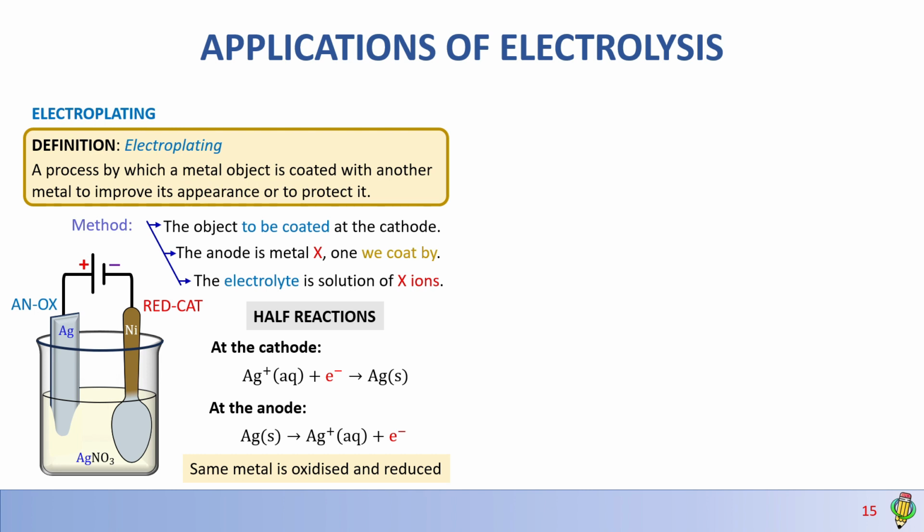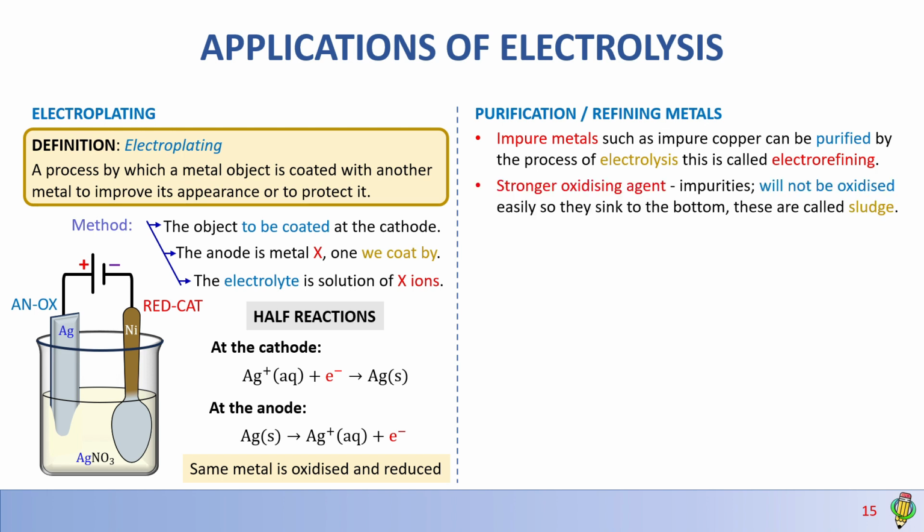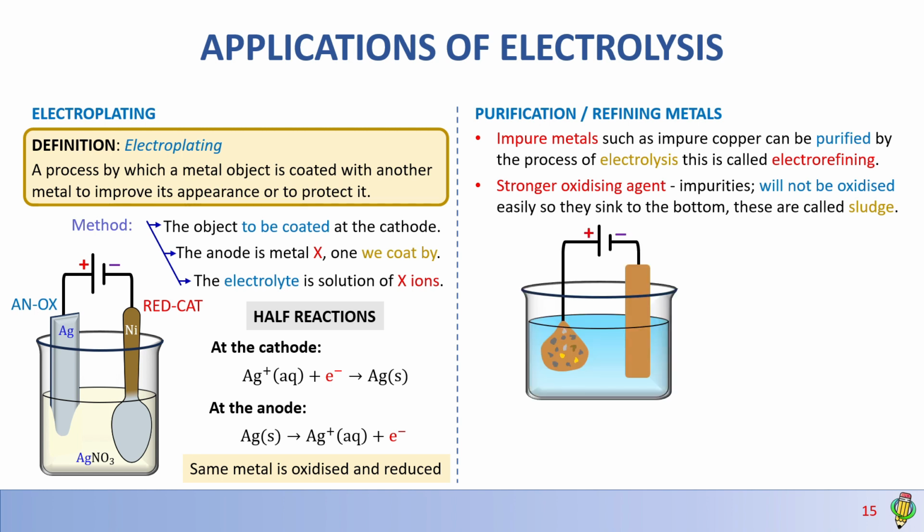Let's now look at purification or the refining of metals, which is another application of electrolysis. Impure metals such as impure copper can be purified by the process of electrolysis, which we call electrorefining. In this process, stronger oxidizing agent impurities will not be oxidized easily, so they will sink to the bottom. We call this sludge. Let's look at this example in particular.